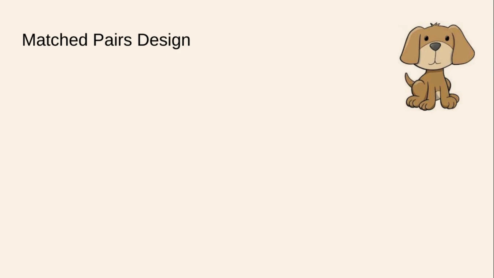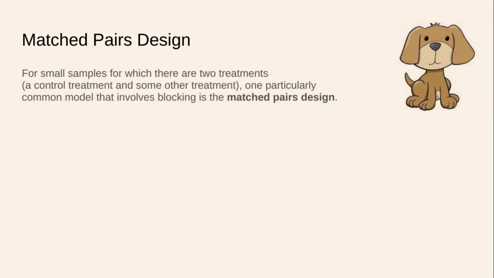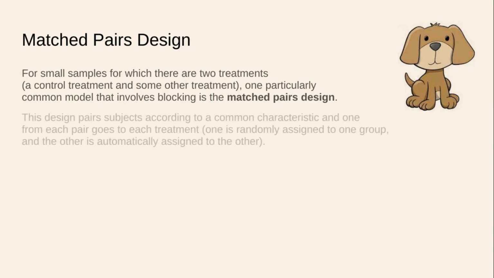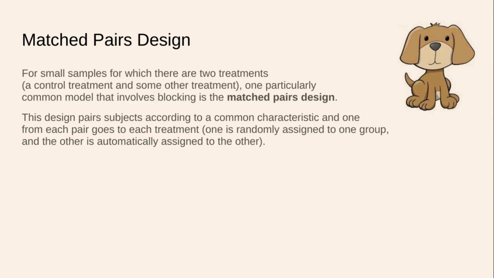All right, and now we're going to talk about among the most common methods of performing an experiment, the matched pairs design. So for small samples for which there are 2 treatments, you have a control and some other treatment, so very simple situation. One particularly common model that involves blocking is called a matched pairs design. So this design pairs subjects according to some common characteristic, and one from each pair goes to each treatment.